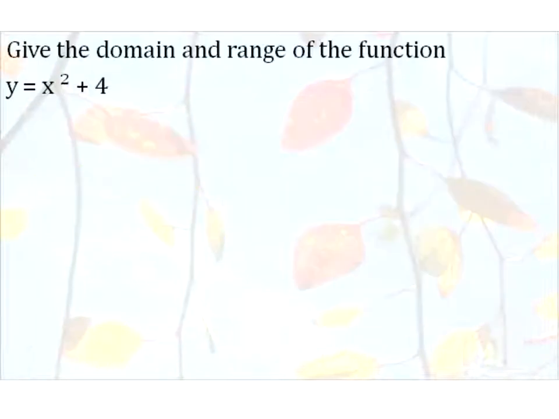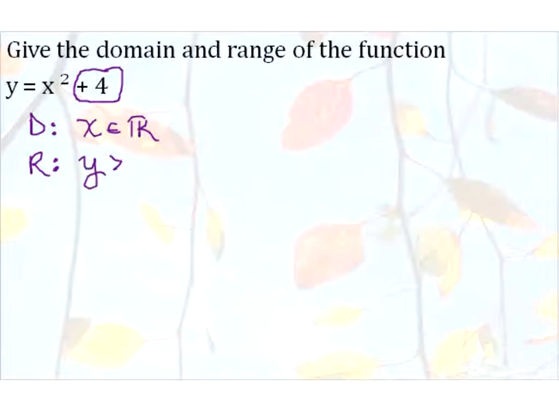All right, last but not least, let's talk about this one. Give the domain and range of the function, y equals x squared plus 4. So domain, there's no restrictions on what we put in for x. We can put anything we want in. So the domain is x is all real numbers. And then the range, remember we talked about, look at your y-intercept. It's a 4. So we can say that y is greater than or equal to 4.